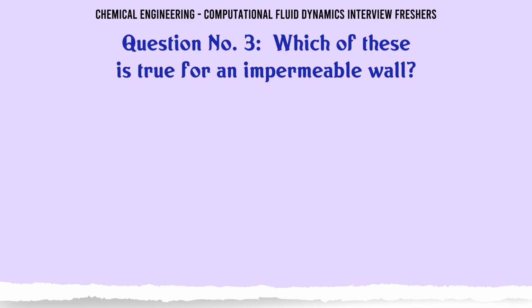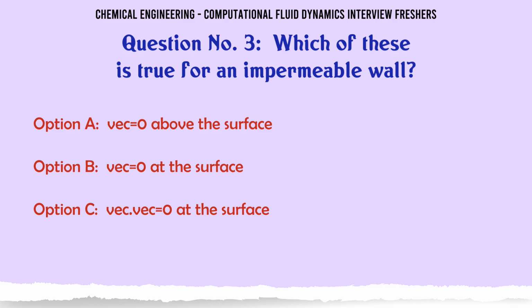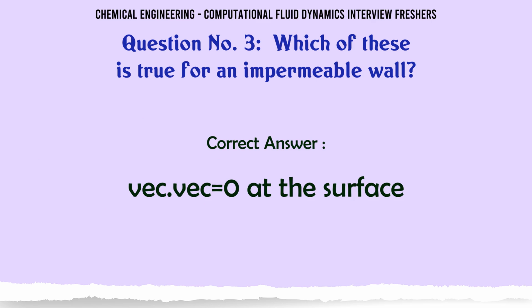Which of these is true for an impermeable wall? A. V = 0 above the surface. B. V = 0 at the surface. C. V dot N = 0 at the surface. D. V dot N = 0 above the surface. The correct answer is V dot N = 0 at the surface.